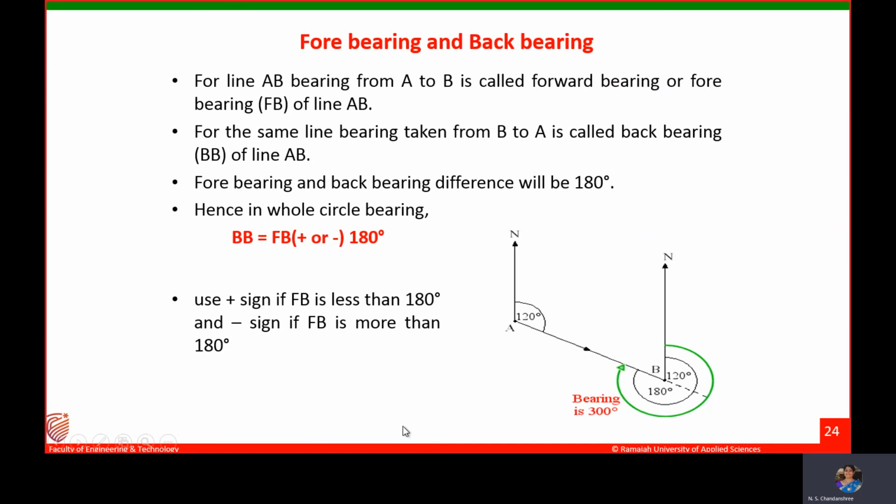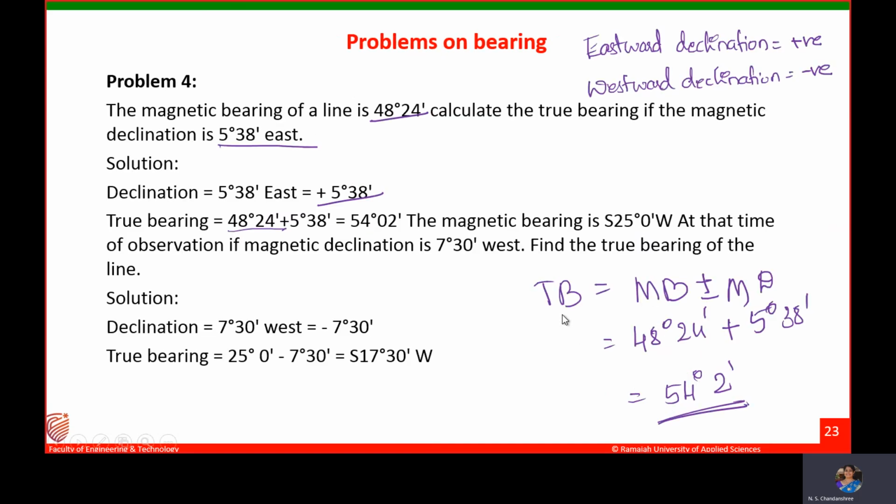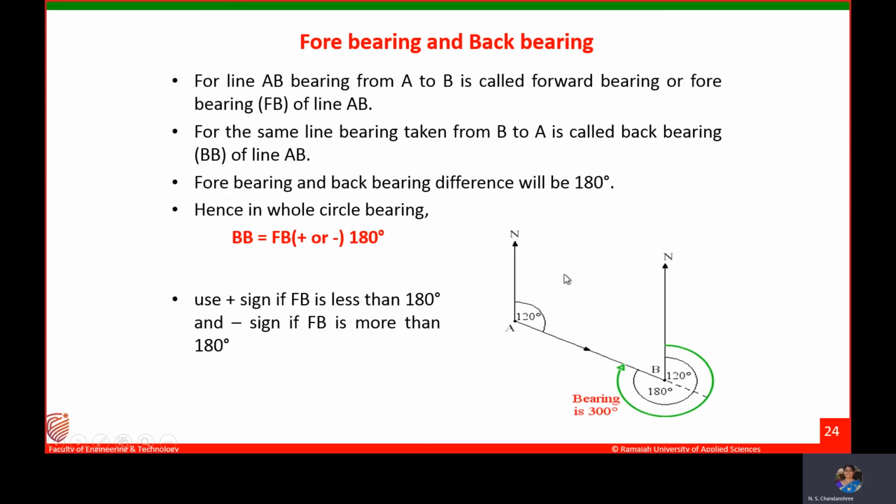Next, till now we were talking about magnetic bearing and true bearing. But now when we have to start with compass surveying, we have to measure the bearing of different lines along the survey line. When we measure the bearings with respect to the north, we have to find out the forebearing and the back bearing of a line. Now what is forebearing and what is back bearing of a line?